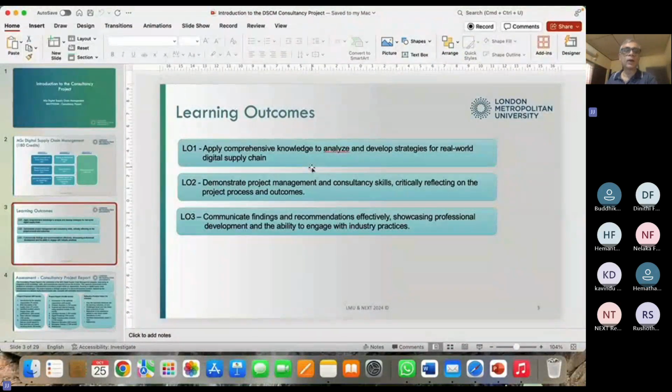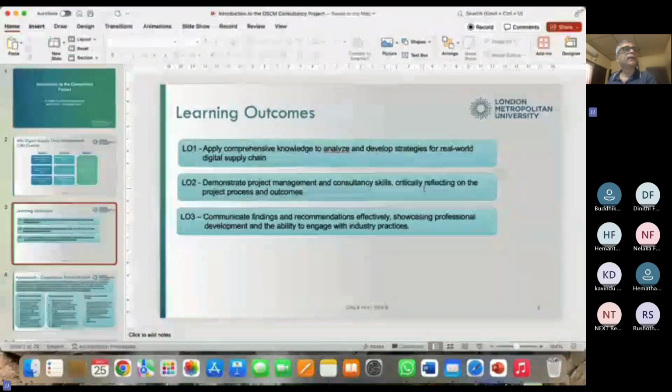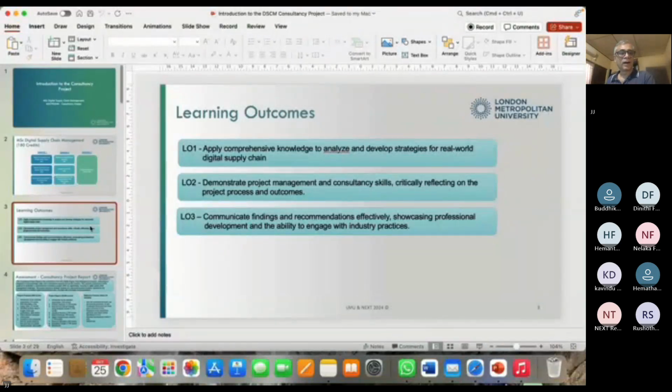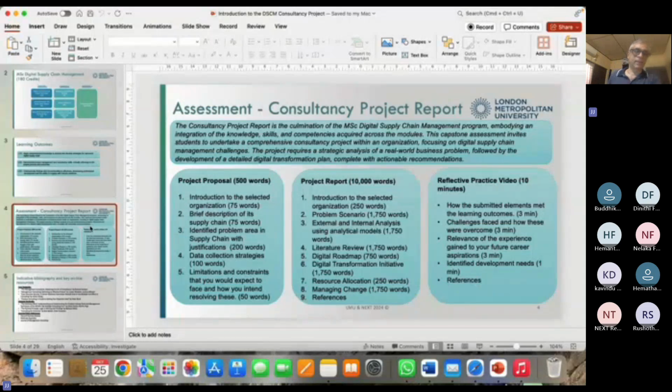And the learning outcome number 2 will be demonstrate project management consultancy skills. So there are some theories that actually go with it. I'll explain to you as you go along. And then the third one is to communicate the findings and recommendations. How would you communicate to an organization the recommendations that need to be adhered to in order to resolve the problem? Are you clear on this? Any questions on this before we go into the details?